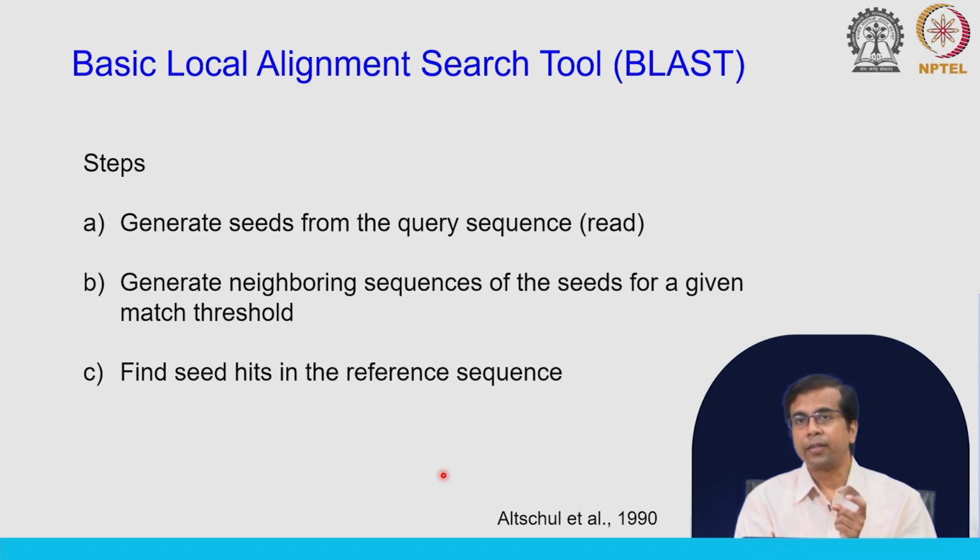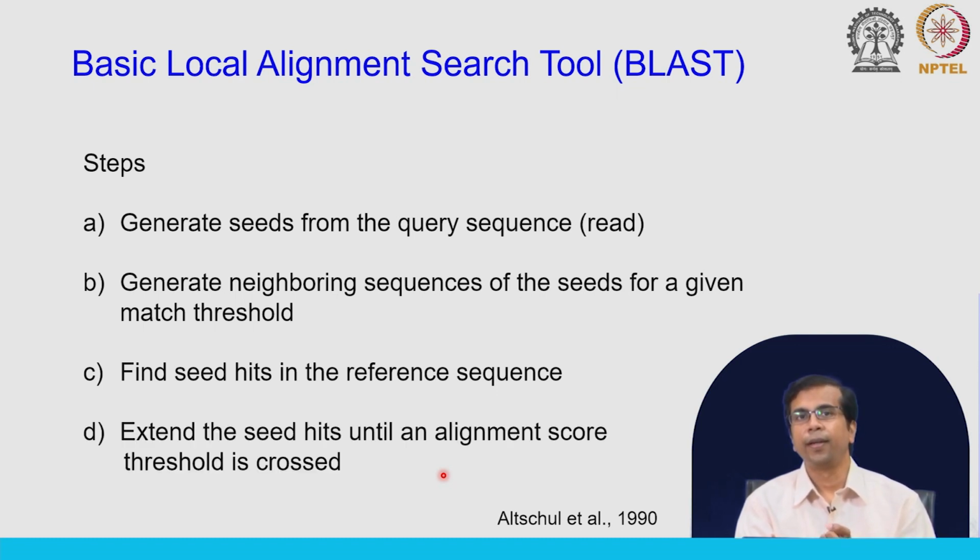Then we search these seeds against the reference sequence and find seed hits, the locations where these seeds actually hit. Then we extend these seed hits until we reach an alignment score. Again, we can set a threshold for the alignment score, and once we cross that threshold, we extend those seed hits. We will take an example to actually understand this process better.